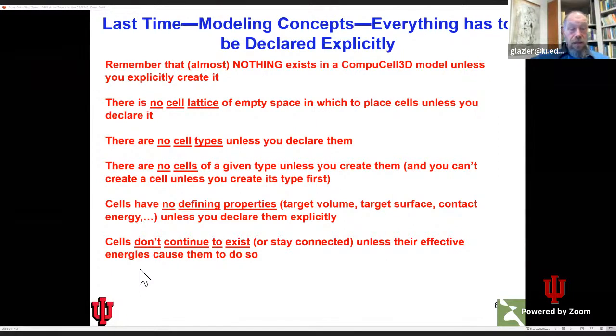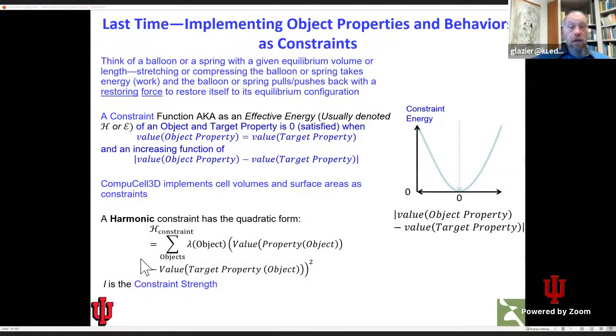And that means that cells, once they're created, don't continue to exist or stay spatially connected unless you have some reason for them to do so. And so the definition of these constraints and energies is the critical thing in building a simulation. So we talked about how to do that, and many of the things that we define about cells, like volume and surface, are defined in terms of what we call harmonic or elastic constraints.